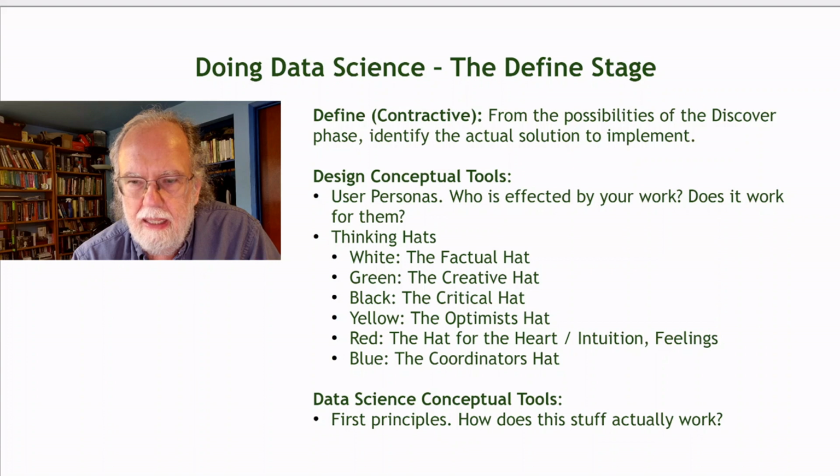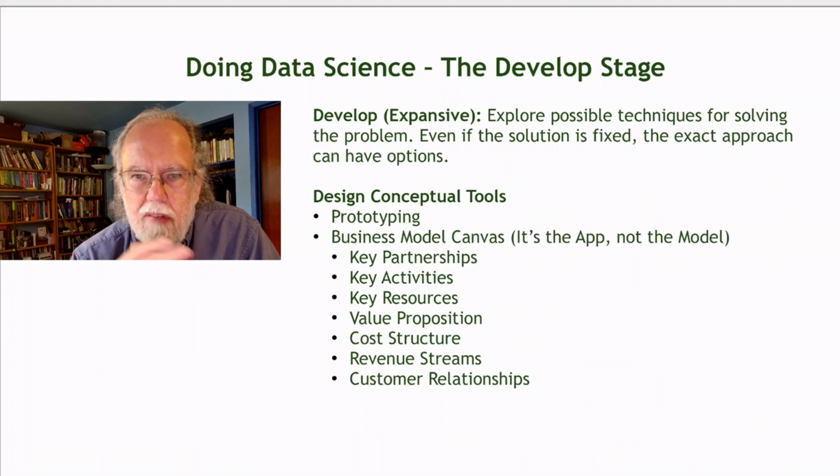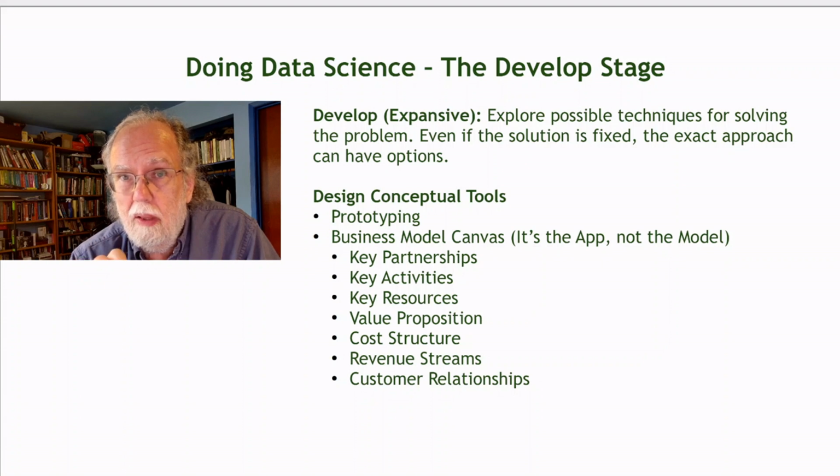Now, once we go to define, we go to the develop stage. And again, this has to be expansive, especially for data science. The big tool here is prototyping. I mean, frankly, what data scientists do really is prototyping. A way of having a data science project fail is picking one tool and trying to push it through a wall. We want to be looking at different tools so we have lots of chances to get something that's good enough.